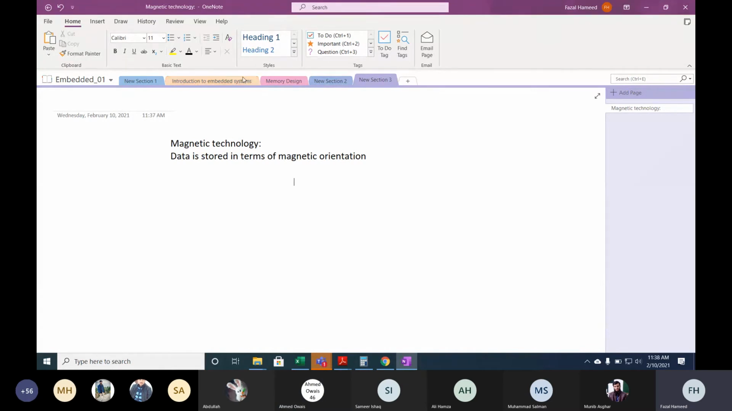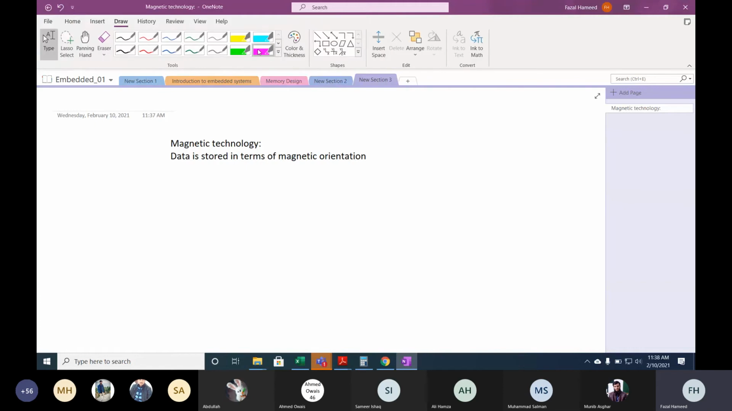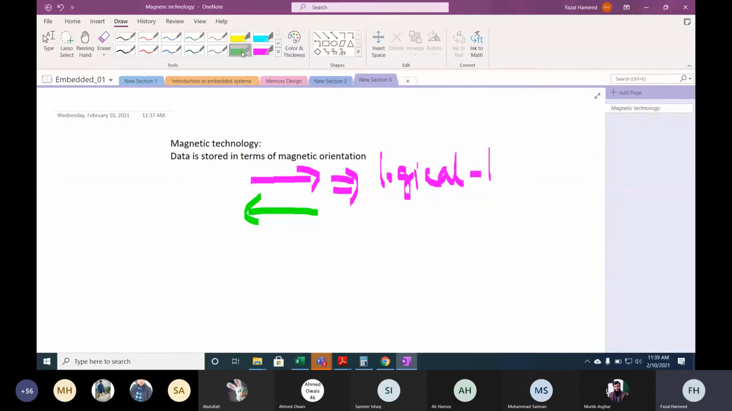So the magnetic orientation can be in this direction, or in this direction. If it is in this direction, it can be used to store a logical 1. And if it is in the opposite direction, it can be used to store a logical what?